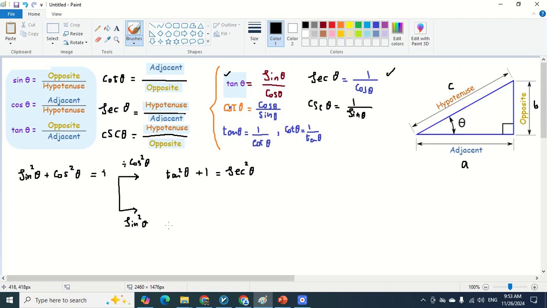By dividing by sine square, sine square over sine square is 1. And also we have cosine square over sine square, based on the identity that the cotangent is cosine over sine, which will be cotangent square. So we have cotangent square of theta plus 1, and on the right side we have 1 over sine square, and 1 over sine square is given by cosecant square.